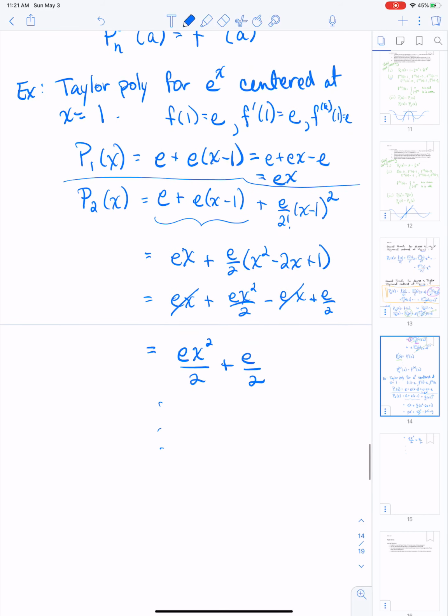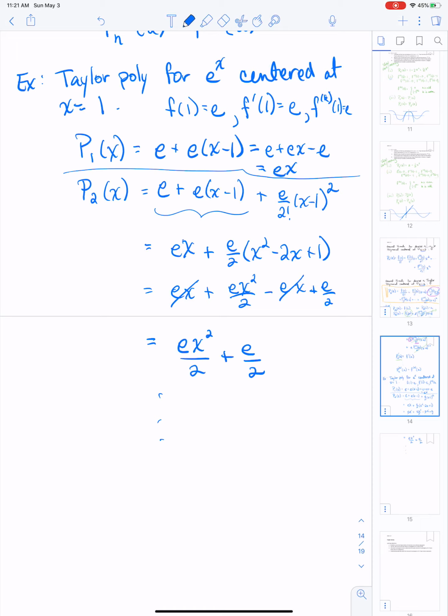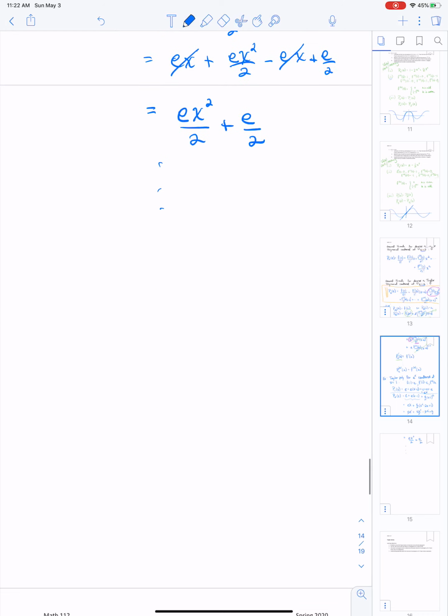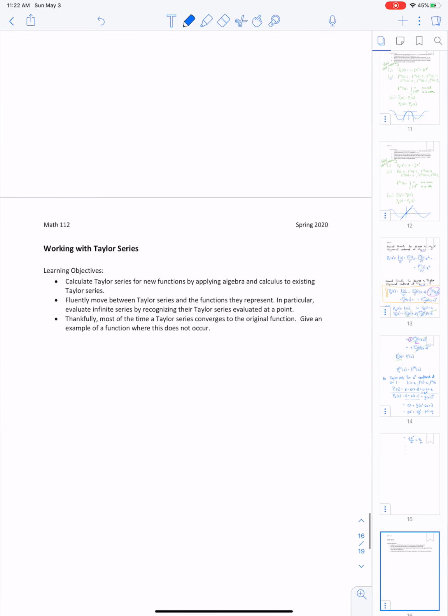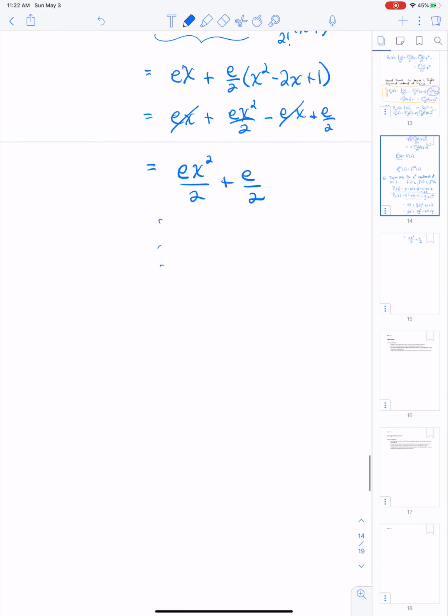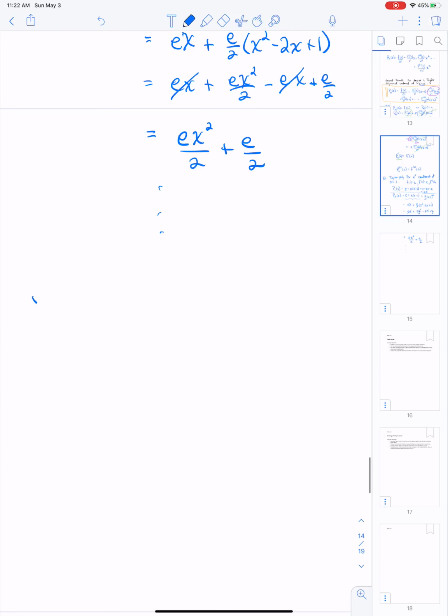Okay, so there is an example of the Taylor polynomial for e to the x centered at x equals 1. Let me give you one more example to consider. I will have a your turn exercise, and I'll adjust your handout to include this your turn.